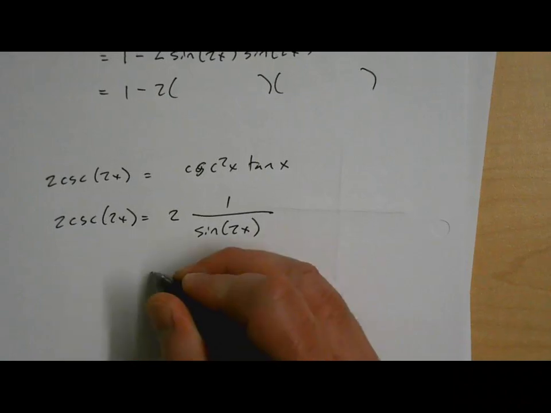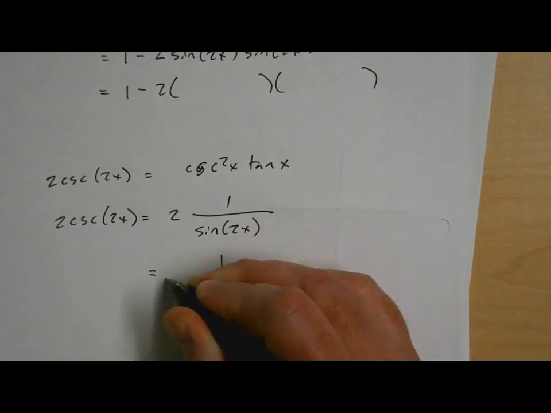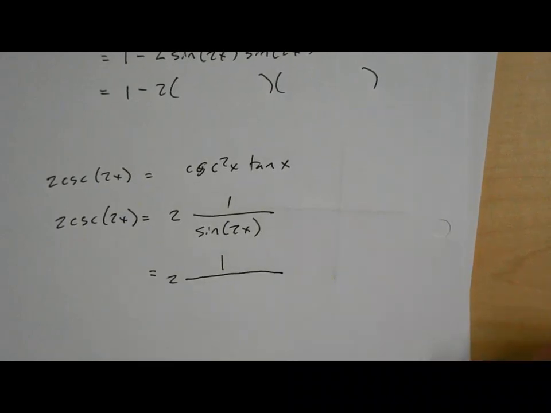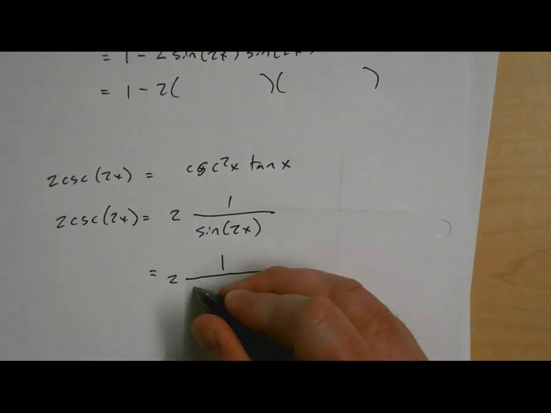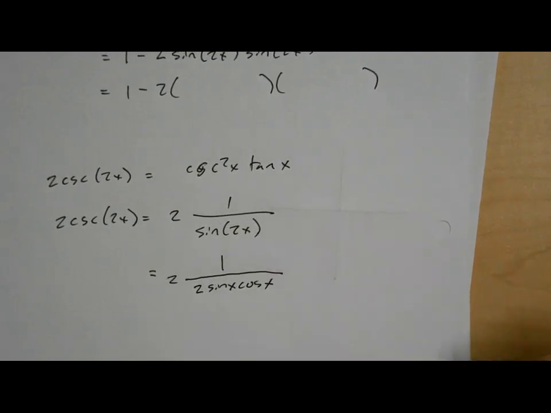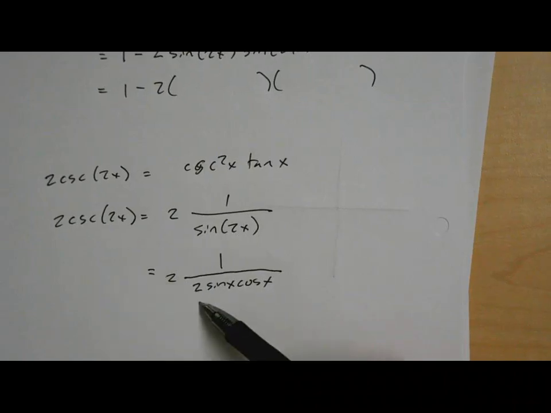Do you remember the sine double angle identity? Without looking it up. 2 sine x cosine x. That's going to cancel these 2's. The 2 that's multiplying and the 2 that's dividing here are going to cancel.